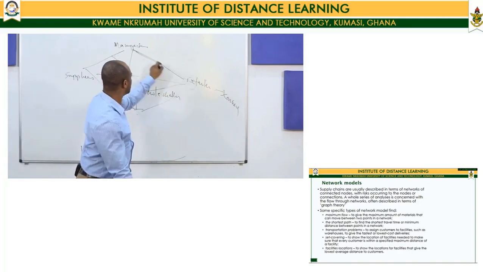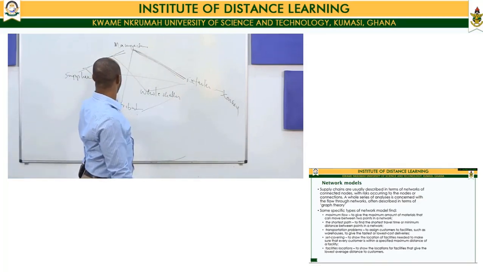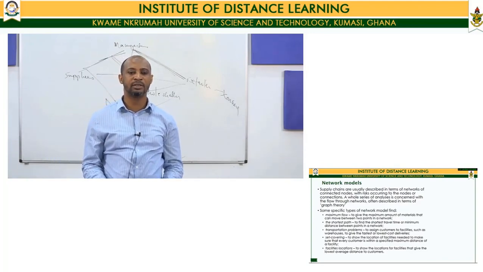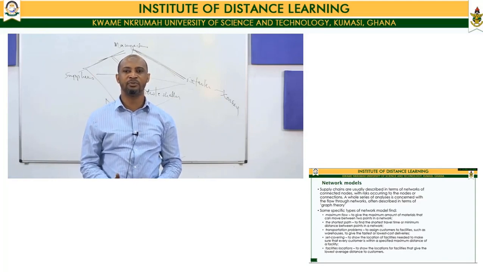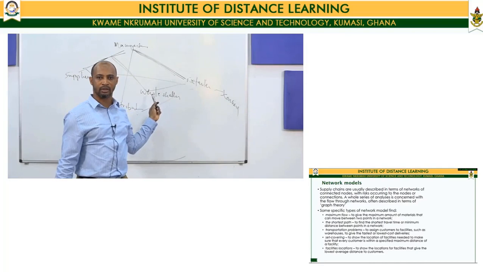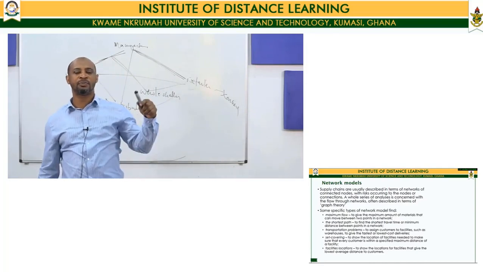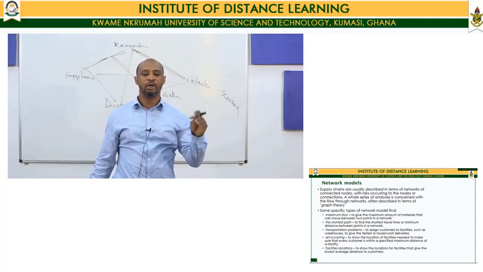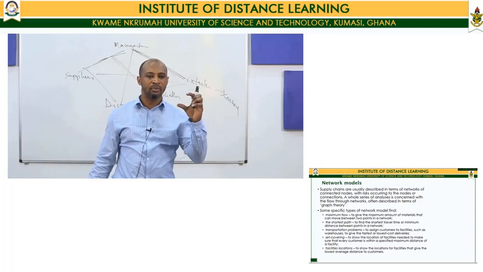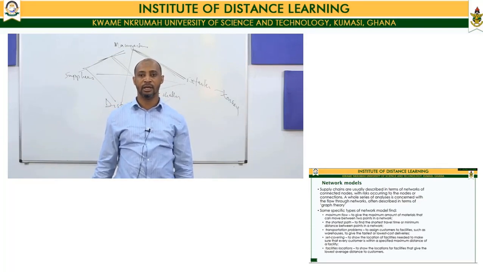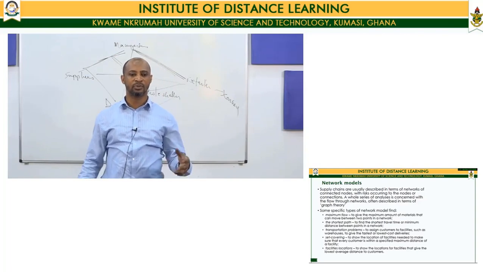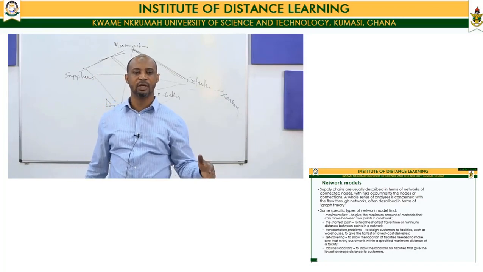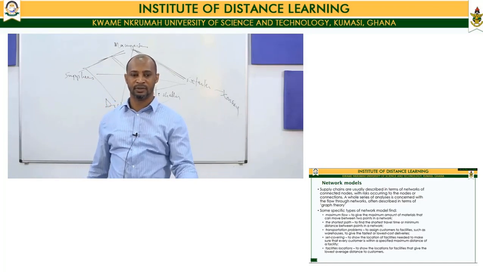Now, you are always going to be looking at how much flow is between them. The idea is that you want to get the maximum amount of material that can move between two points in the network. Then you look at the shortest path. Your aim there is to find the shortest travel time or minimum distance between points in a network. Then you look at the transportation problem. So you assign customers to facilities such as warehouses to give faster or lowest cost deliveries.